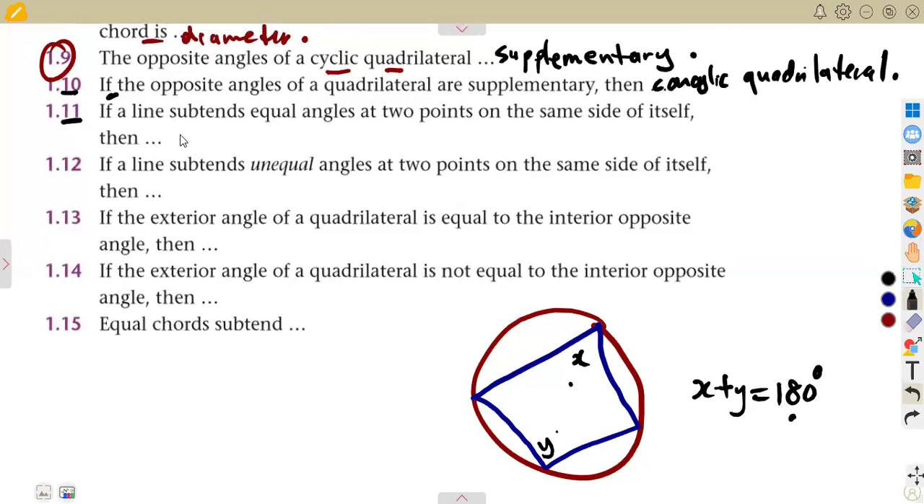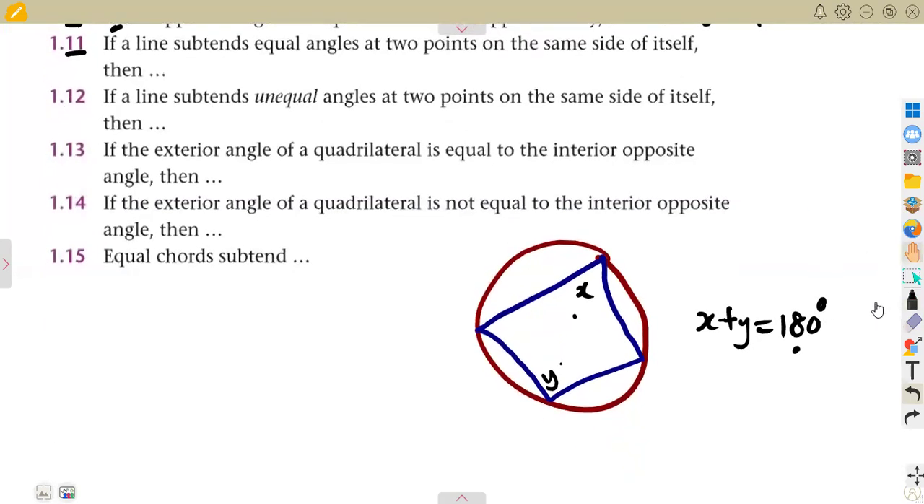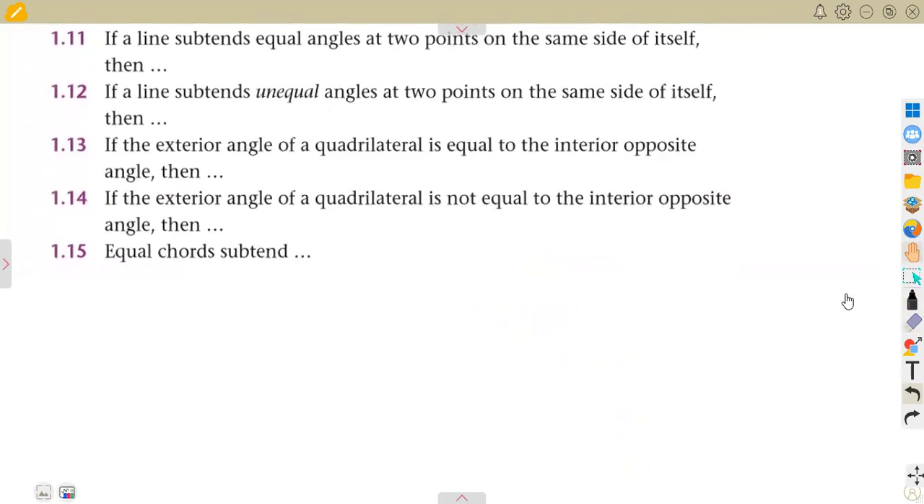1.11: if a line subtends equal angles at points on the same side of itself, then, okay, let's see here. Let's take this one properly. They are saying here, 1.11: if a line subtends equal angles at 2 points on the same side of itself, then what's going to happen?